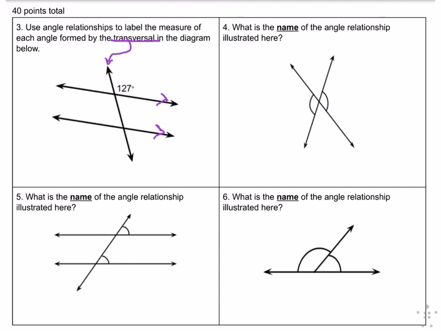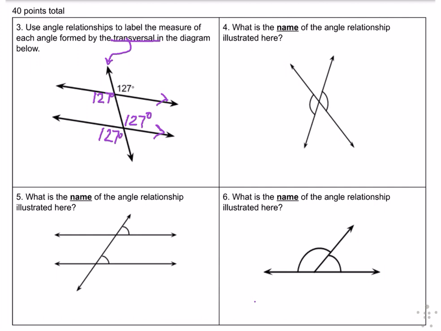The angle that's vertical to the 127 is this one right here. That one's also 127, so they're congruent. And this is also 127, corresponding to the original number that was given to us. And that's a vertical angle with the 127 that I just wrote.